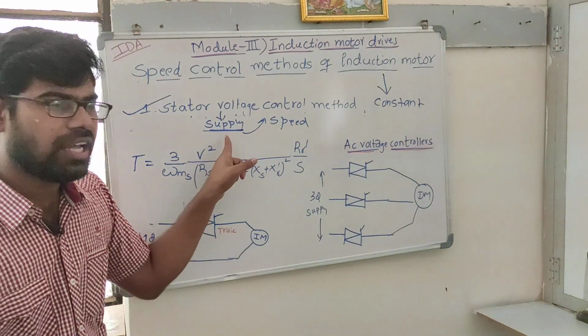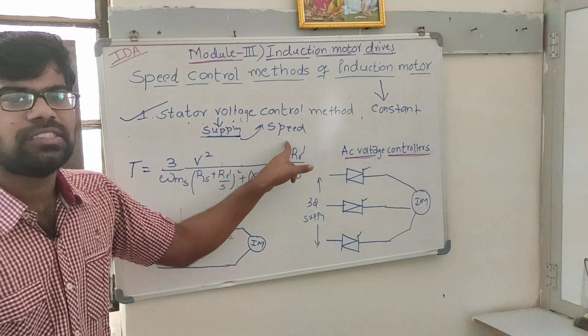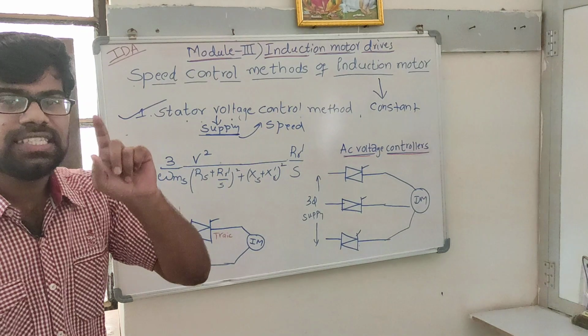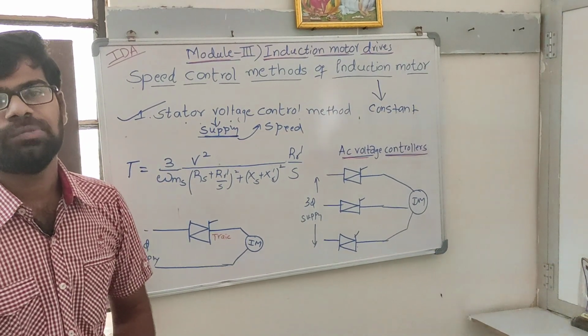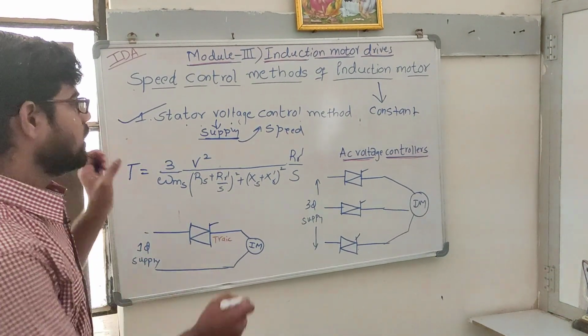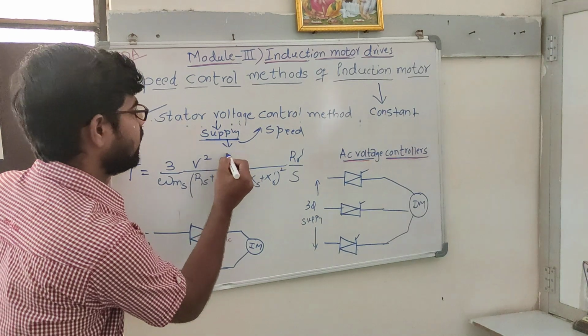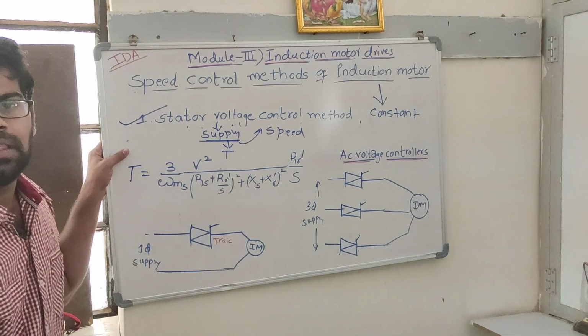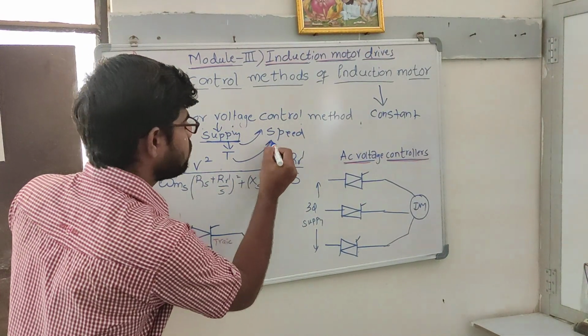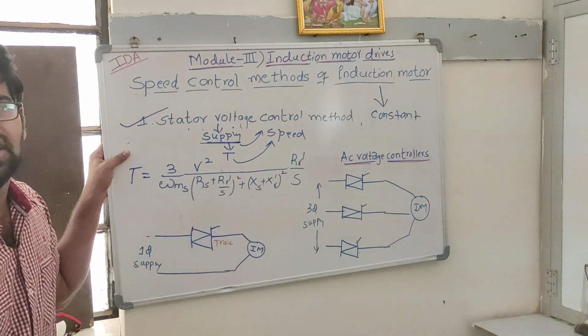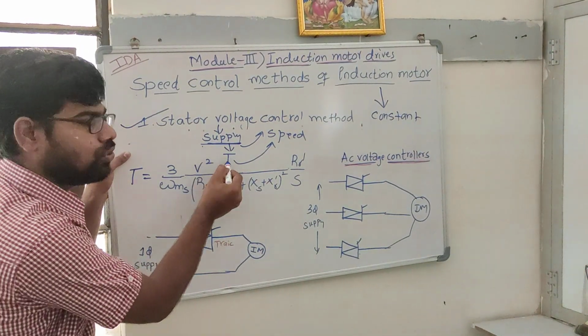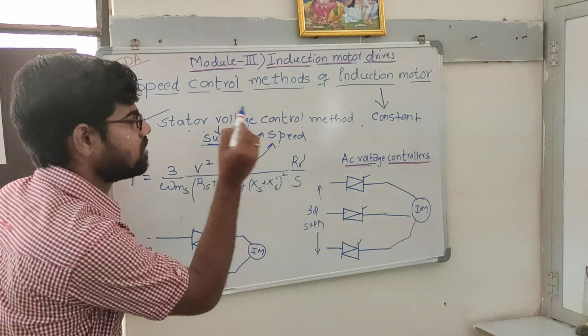By controlling the supply, we can control the speed of induction motor. There is a relation between them. What is the relation? Supply voltage is related to the torque, and then torque is related to speed. Like this, supply is related to torque and torque is related to speed.